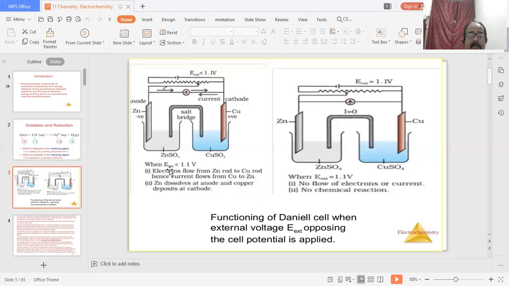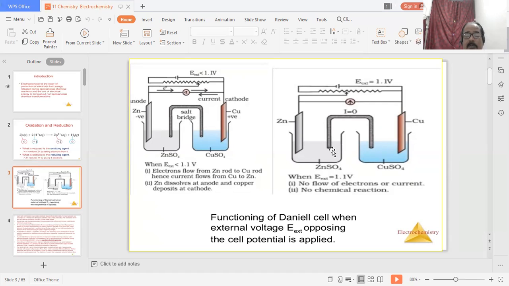So when E ext is less than 1.1 volt, electrons flow from the zinc rod to the copper rod. Means when the process starts, electrons start moving from the zinc rod to the copper rod. So current flows from copper to zinc, and zinc dissolves at the anode and copper deposits at the cathode.